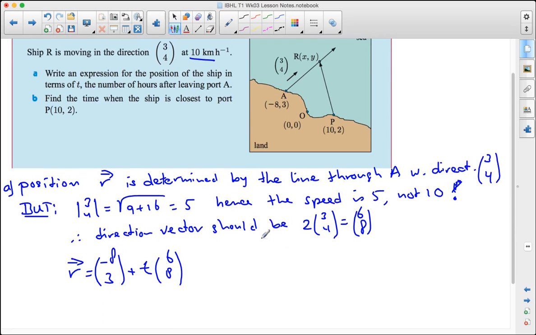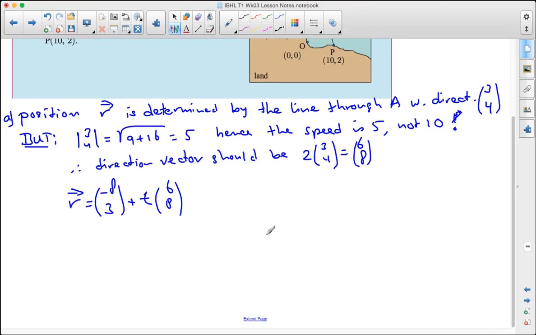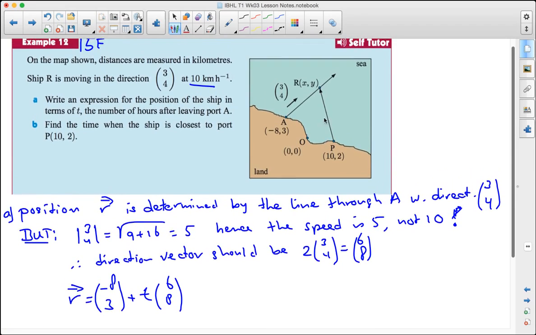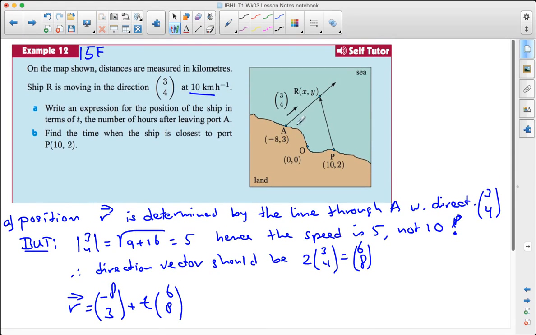Now for part B, find the time when the ship is closest to port. Well, the closest path from a point to a line is when you go perpendicular. So we need to find that point there, and then we will find the distance.